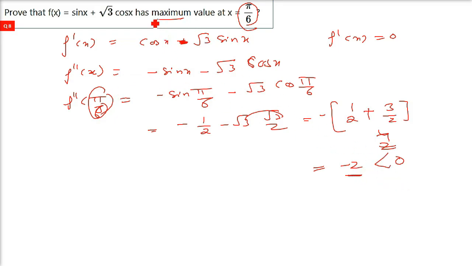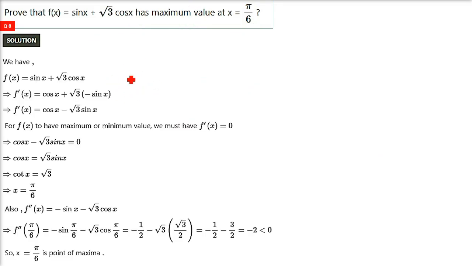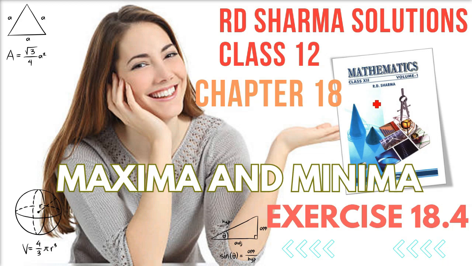And that is what we were interested in. We wanted to show that it is negative, and the same thing is being done here. Only double differentiation and putting in this pi by 6 will tell you that it is negative, and negative means a point of maxima. So this is all about this exercise.